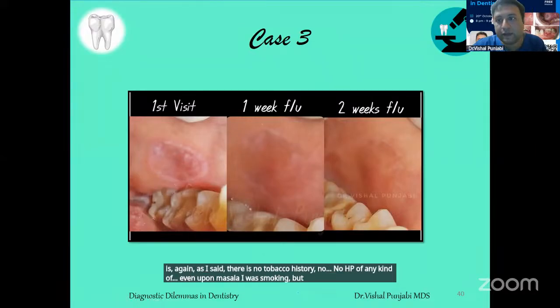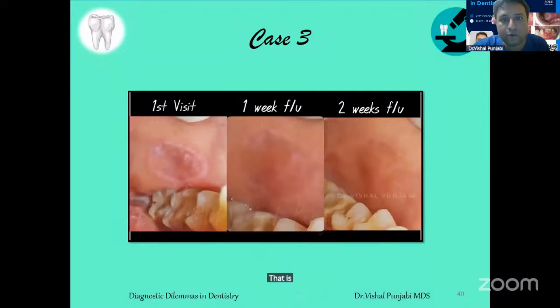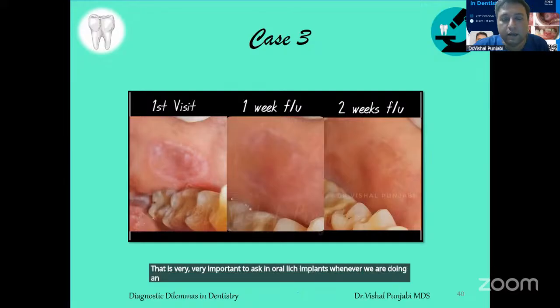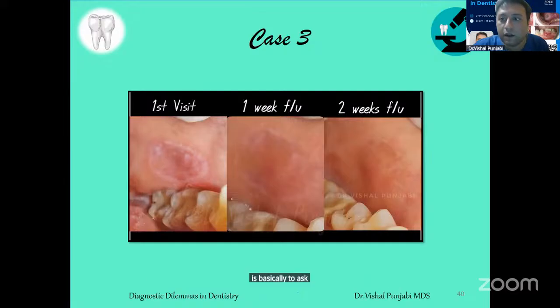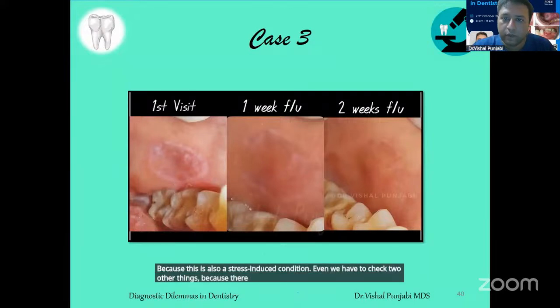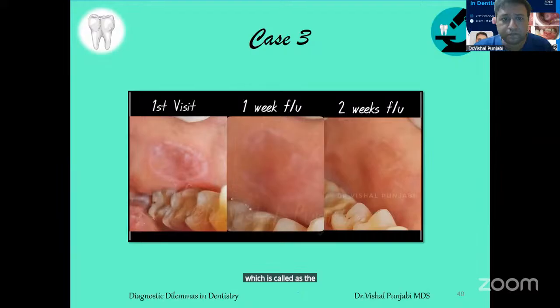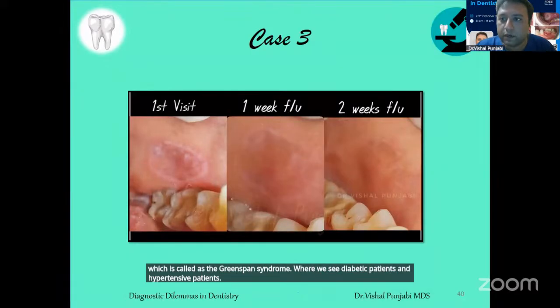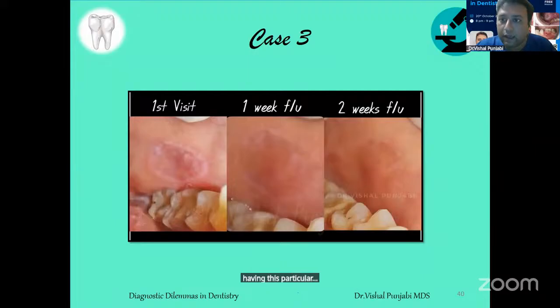But there was one history that is very important to ask in oral lichen planus whenever we are doing an investigation, which is to ask how much the stress level is, because this is also a stress-induced condition. We also have to check two other things, because there is a syndrome called Greenspan syndrome, where we see diabetic patients and hypertensive patients having this particular oral lesion. As we all know, lichen planus is a skin condition which also affects the oral mucosa.